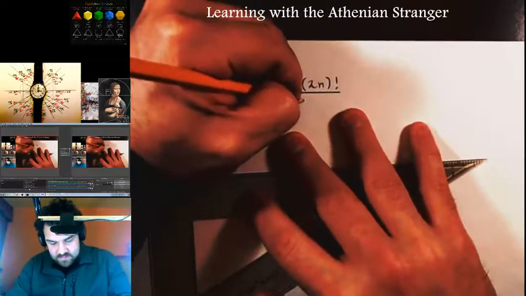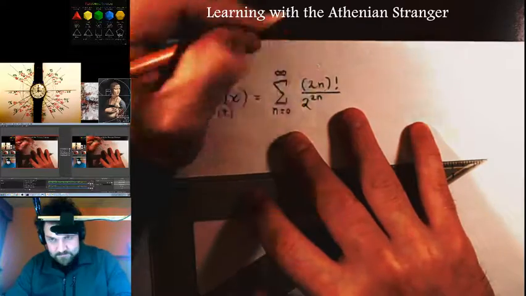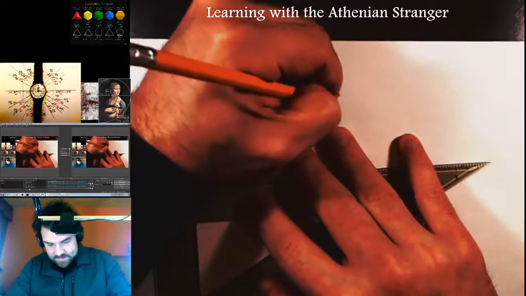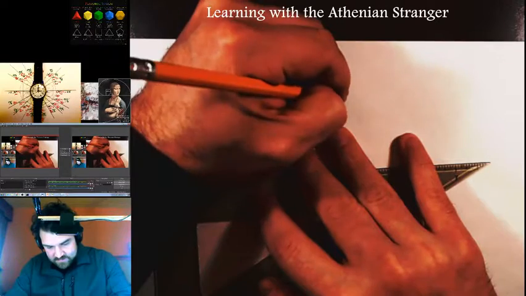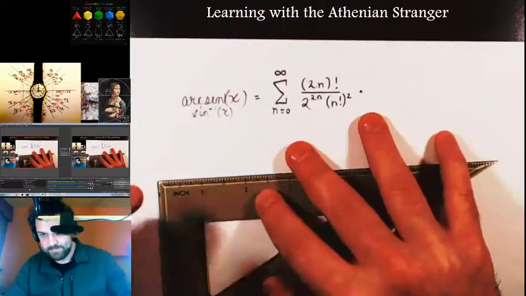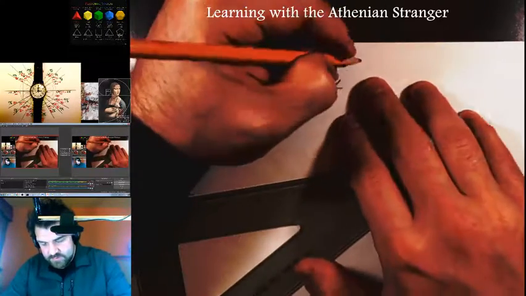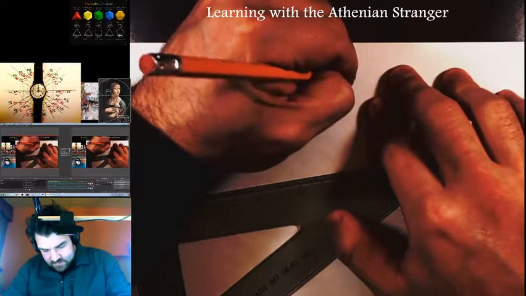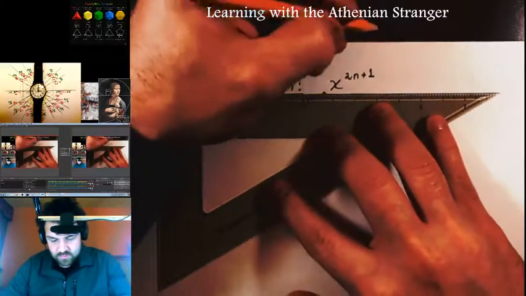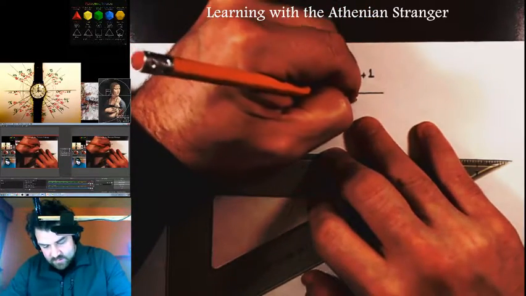divided by 2 raised to 2 times n times n factorial squared times, we're not done yet, we're almost done, x. I know what you're thinking. You're thinking, there is no way I'm going to be able to do this. I promise if you follow along, you'll be able to do this. 2 times n plus 1 divided by 2 times n plus 1.